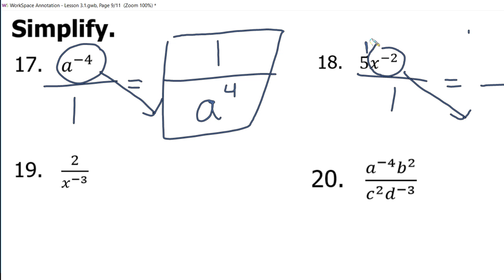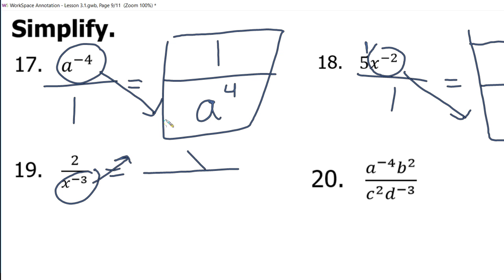Number 19. What's wrong with 19? It has a negative exponent. So to get rid of a negative exponent, move it to the other side. So if it's in the bottom, where do I send it? To the top. So x to the negative 3 in the bottom, when I move it to the other side, it becomes x to the positive 3.